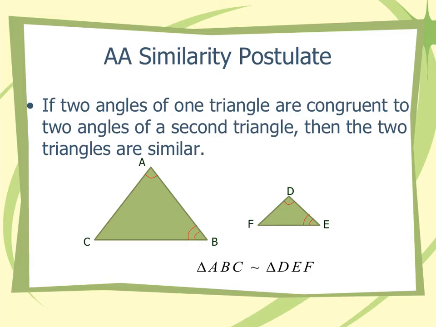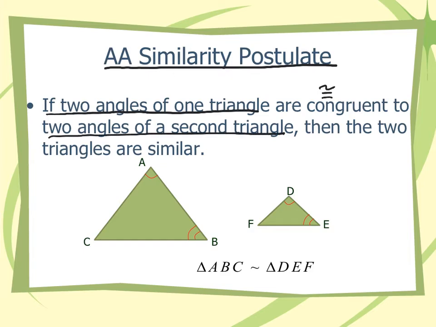Okay. So here comes the AA similarity postulate. Remember that when we tried to prove two triangles were congruent and people wanted to say AA, and that was not a thing? The good thing is that when it comes to similarity, AA is a thing. So it says if two angles of one triangle are congruent to two angles of a second triangle, then the two triangles are similar. If you notice in the picture here, angle A is congruent to angle D, and angle B is congruent to angle E.